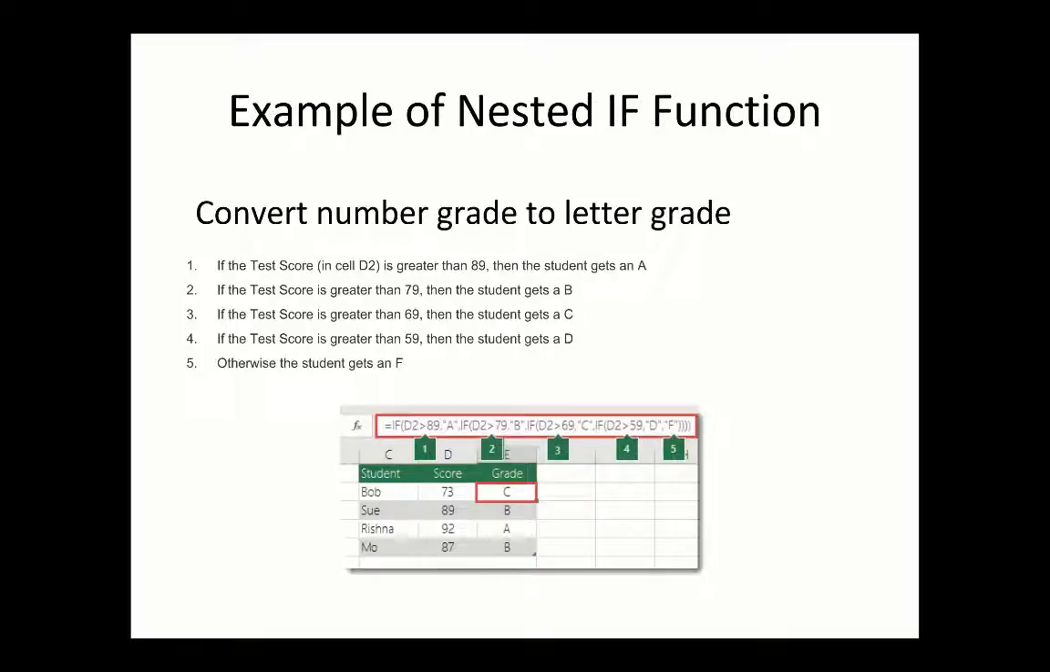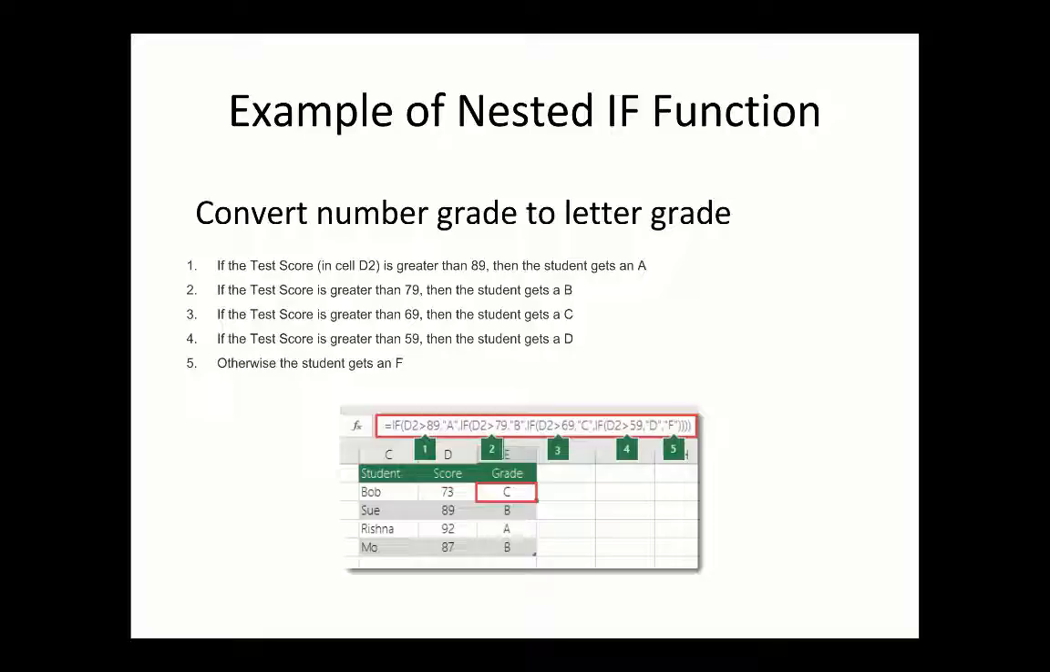Here's a more complicated example. Assume we wanted to convert a number grade to a letter grade. We can use a nested if function to test many conditional statements. Follow along with this example to ensure you understand how the nested if function is working. We can test if the data found in cell D2 is greater than 89. If this is true, we return the letter grade A. If this is false, then test if the score in cell D2 is greater than 79. If that is true, then return a B.